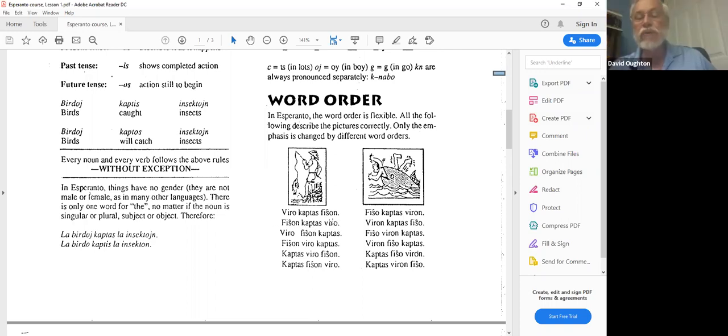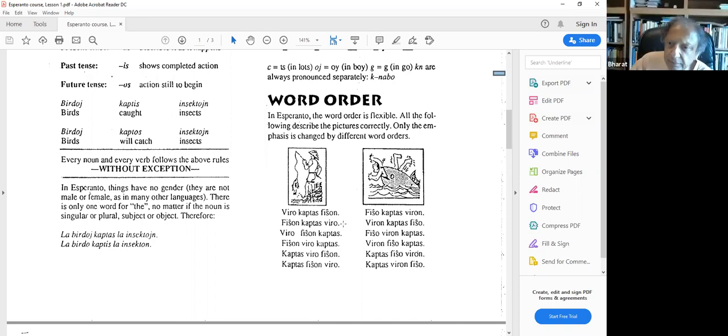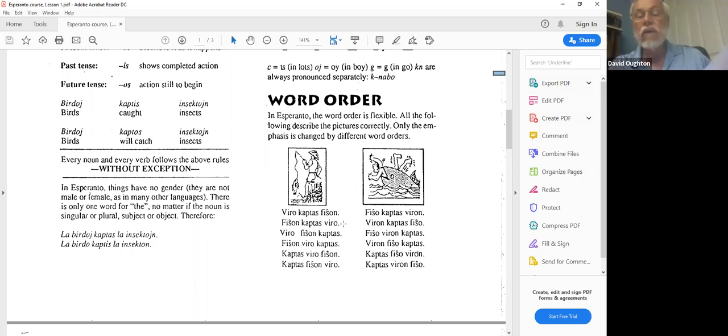So the difference between the first two sentences is simply switching around the subject and the object, but the meaning is the same. That's the point, is that because we have the N on fish, we know it's an object. Because we do not have an N on Vero, we know it's a subject. Does that make sense, Leo? Yeah. Okay, so that's the point, is that because of the endings, word order can be flexible, where that wouldn't be obvious in English.